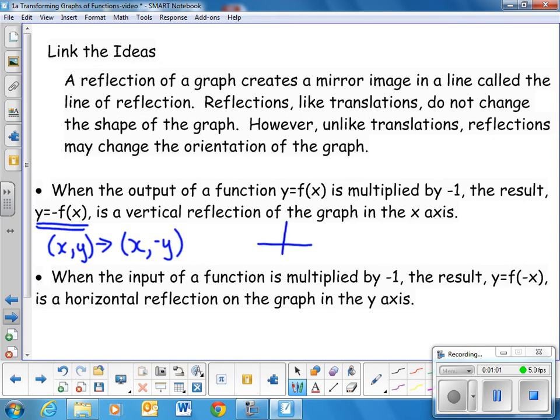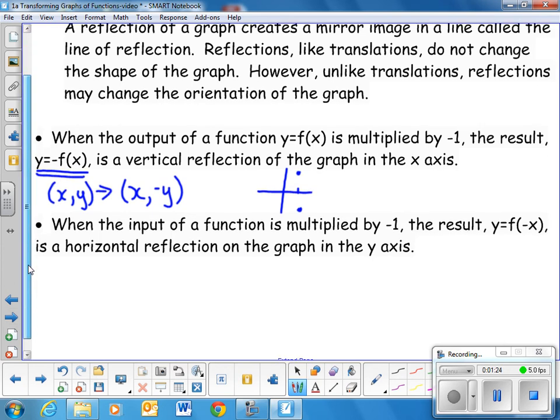So graphically, if I have a point over here, right now the y value of that is positive, it's going to stay with the same x coordinate, but it's going to move down to a negative position. And so the graph is going to flip vertically.